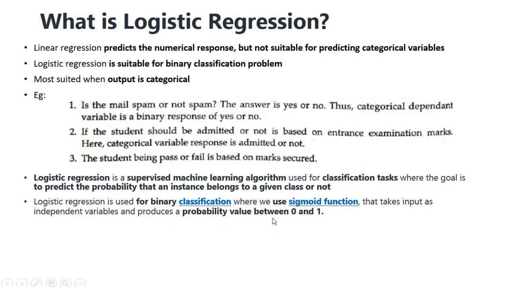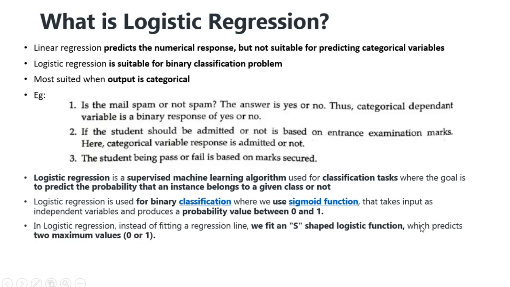Logistic regression is widely used for binary classification, where we use a sigmoid function. We use the sigmoid function to represent the relationship between the dependent variable and the independent variables, and it produces a probability value between 0 and 1. These are the keywords to be remembered for logistic regression: though it is a regression model, it is used for binary classification, it uses the sigmoid function, and the prediction is based upon a probability value between 0 and 1.